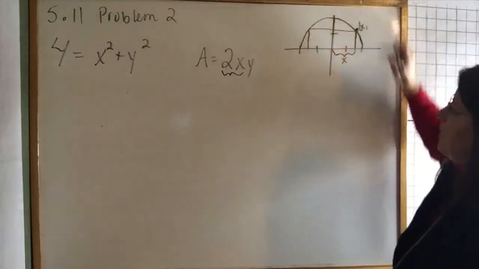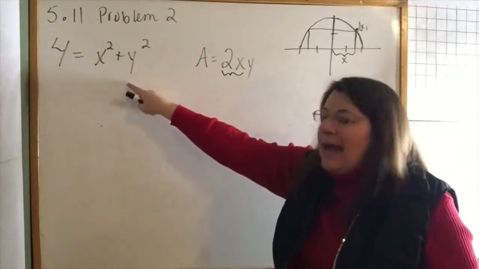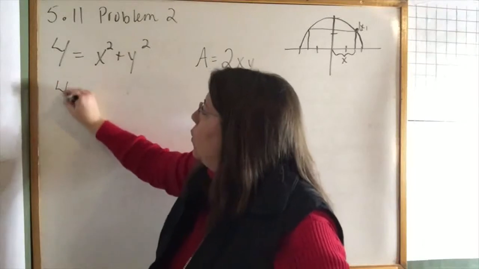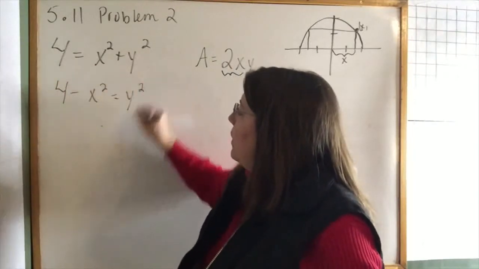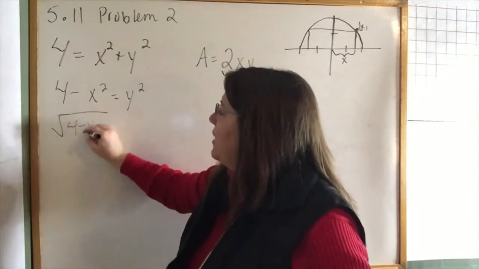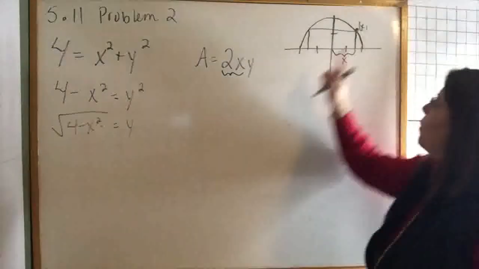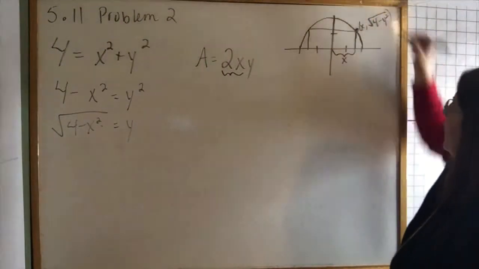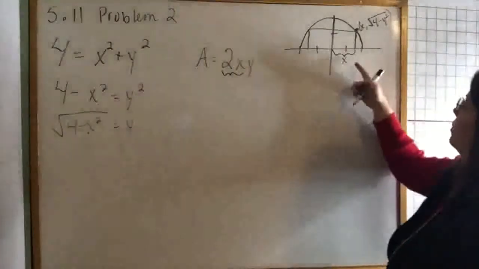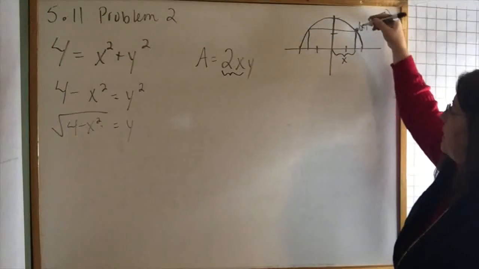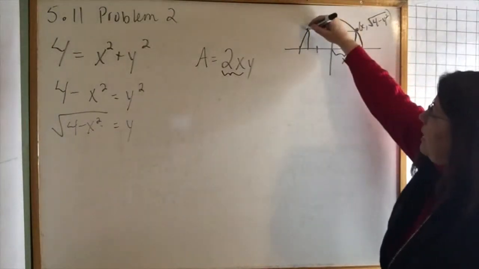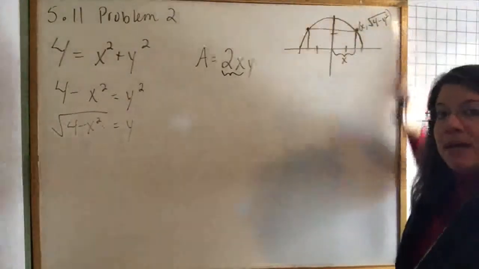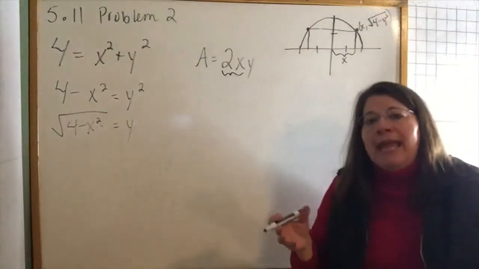Then if we use my equation here, can't I simplify that? This is my secondary equation. Can't I get y by itself here? So 4 minus x squared equals y squared. So the square root of 4 minus x squared will equal y. So my y value here is going to be the square root of 4 minus x squared. So those ordered pairs would put me to the edge of my rectangle. This ordered pair would just be negative x, square root of 4 minus x squared. But if we're trying to find area, we can't have a negative length.